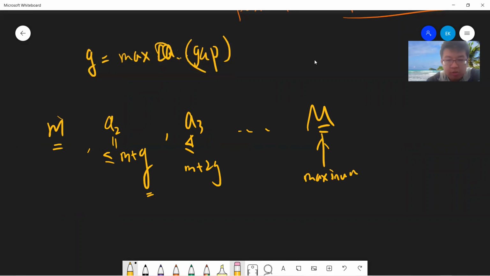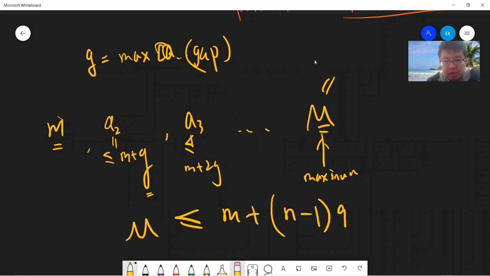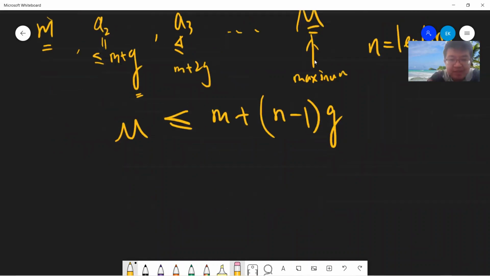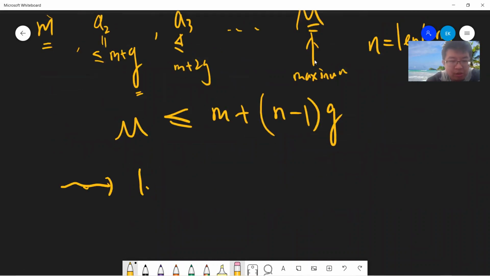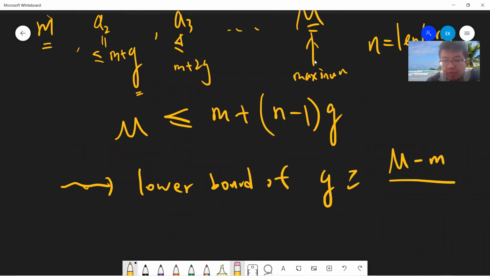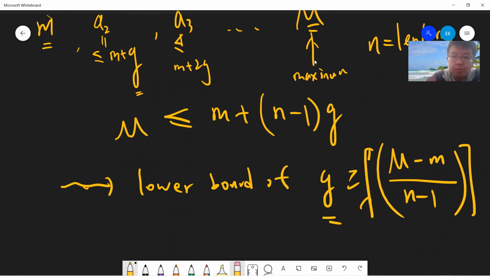So this maximum must be less than or equal to M plus (N minus 1) times G, where N is the length of the array. So now you get a lower bound of G, which is greater than or equal to (max minus min) divided by (N minus 1), and then you can take the ceiling. Okay, so basically you proved that you can easily find a lower bound, right?